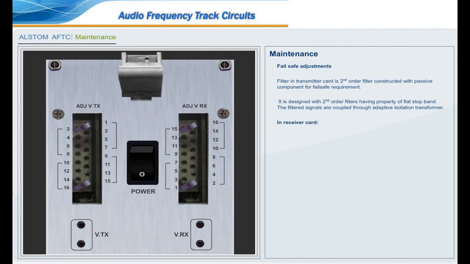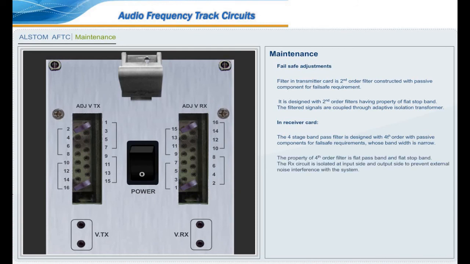In receiver card, the 4-stage band pass filter is designed with fourth order with passive components for fail-safe requirements, whose bandwidth is narrow. The property of fourth order filter is flat pass band and flat stop band. The RX circuit is isolated at input side and output side to prevent external noise interference with the system.